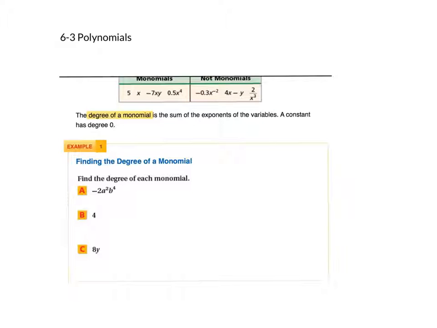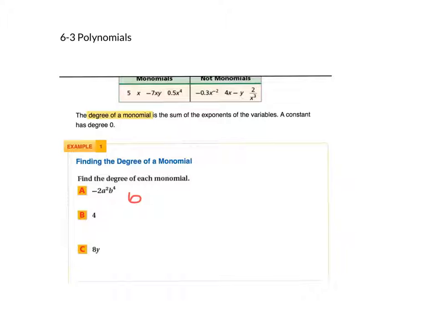In order to find the degree of a monomial, we take the sum of the exponents of the variables. So in our example A, we have an exponent of 2 and an exponent of 4 on the variables. We have to have variables here. So since we have variables and the exponent is 2 and 4, we add those together and we get 6. So the degree of this monomial is 6.